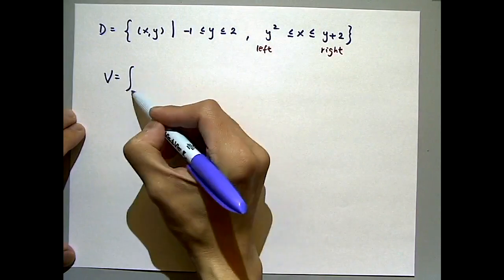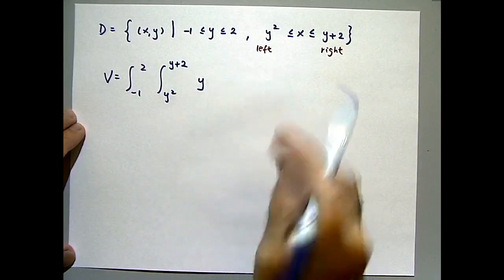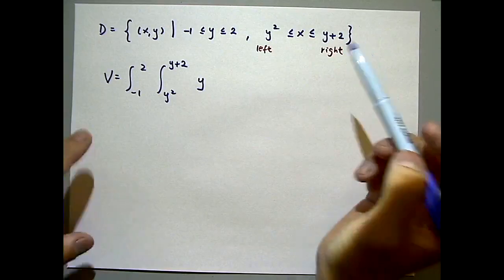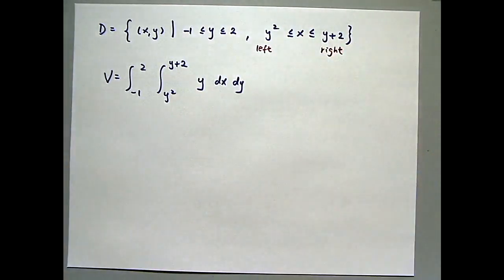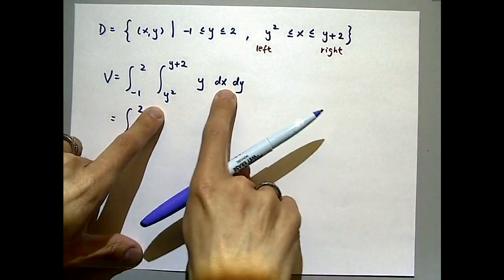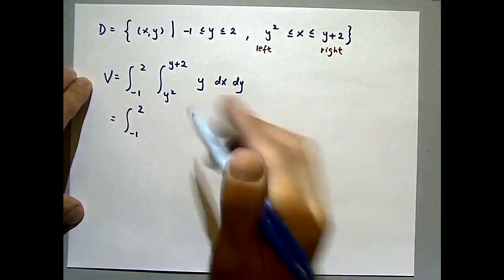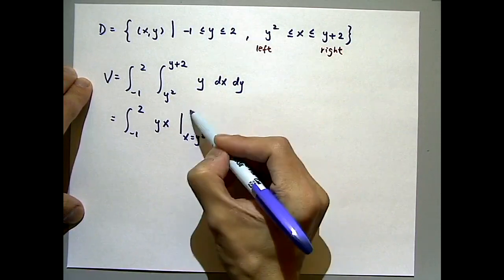Okay, then we just finish the integration, minus 1 to 2, y squared to y plus 2, and we're integrating y. The function, the height, is y, and then the differential element dA, we're going to have to do y last. So x is going to happen first, y last. Integrate inside out. The first round of integration says x is a variable, so y is a constant. A constant integrated gives you a constant times the variable. Now we evaluate that variable at y squared and y plus 2.